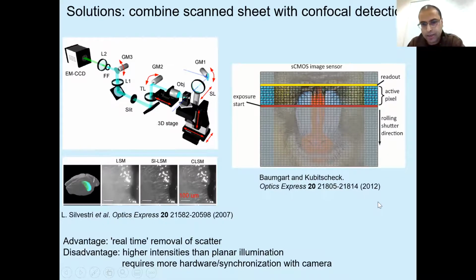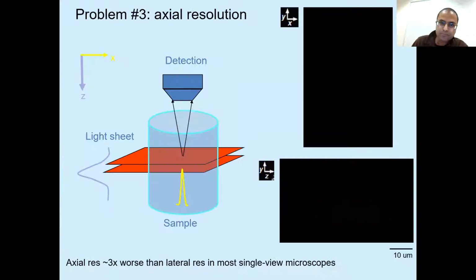And there was a nice paper by Kubicek and colleagues where they described this. This has been adopted by many others in the field. The advantage is that you can then remove the scatter in real time. The disadvantage is that you're building the light sheet from a line scan instead of a cylindrical light sheet. So this means higher intensities. You also need more synchronization, right? So there's a little bit more investment in time on the hardware synchronization with this approach.